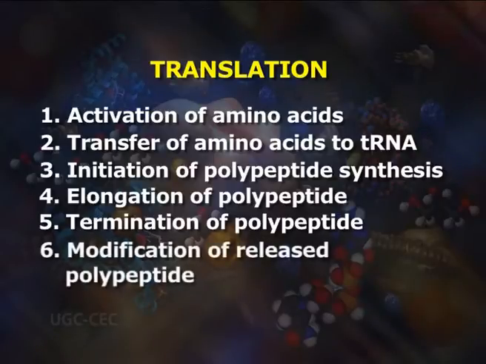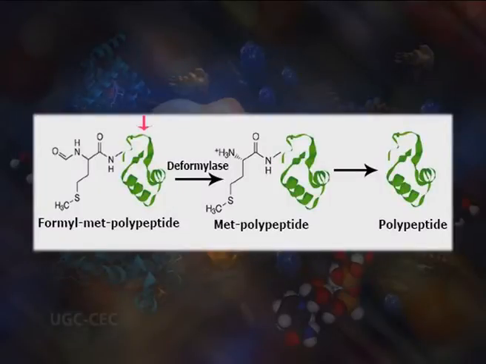Step 6. Modification of released polypeptide. The released polypeptide is deformylated in the presence of an enzyme, deformylase, which removes the formyl group of the first amino acid, methionine. Due to the action of some exopeptidases, amino acids are removed from either the N-terminal end or the C-terminal end or both. The polypeptide chains, singly or in association with other chains, become folded and form tertiary structures.